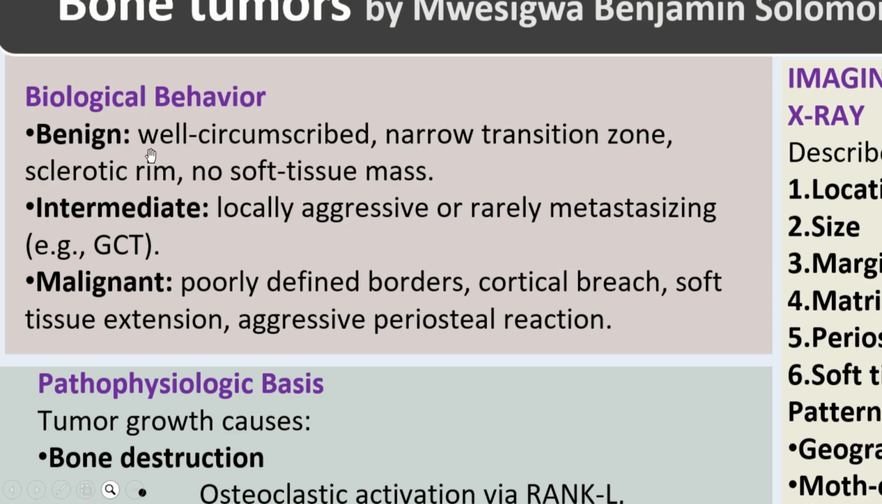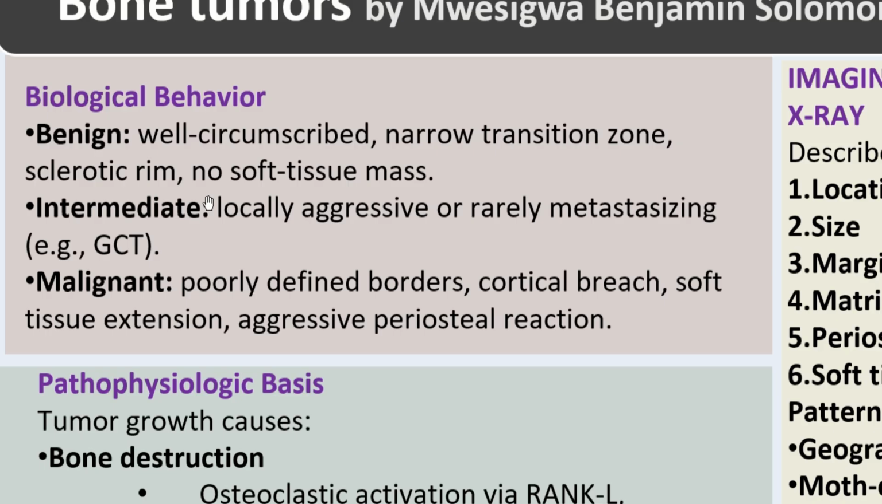Then when you look at the intermediate, we have the locally aggressive or rarely metastasizing, and that is the giant cell tumor. This giant cell tumor most of the time is an intermediate because it's going to be actually aggressive. The history is not going to be long. A few weeks, the patient is having a very bad clinical picture. And sometimes when they metastasize, they go to the lungs.